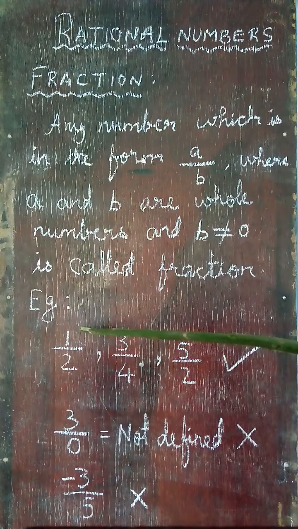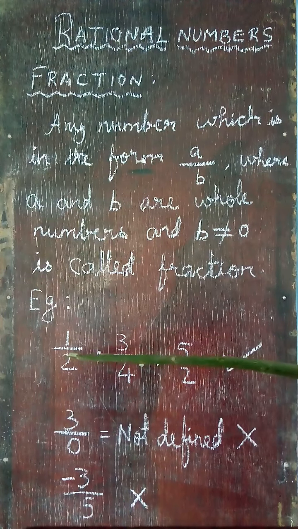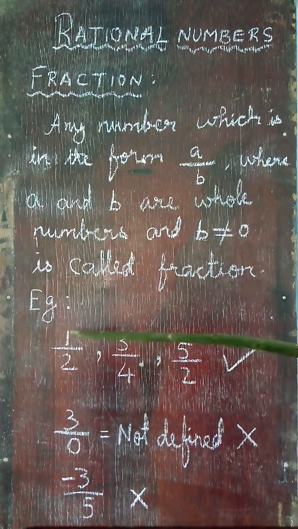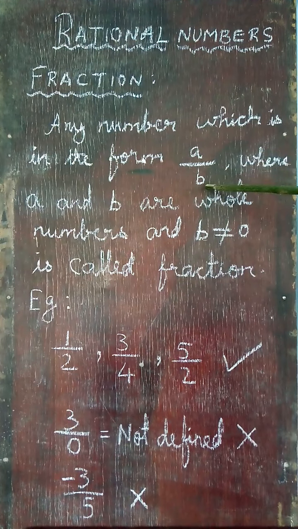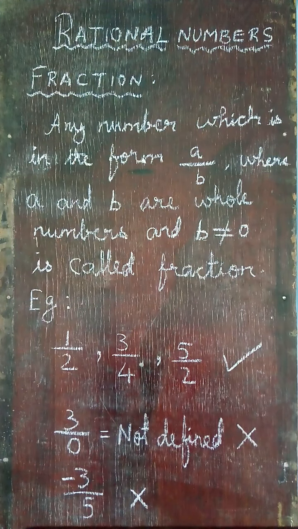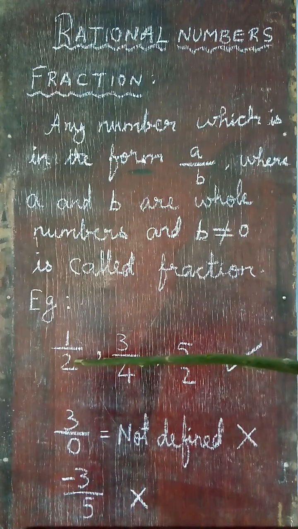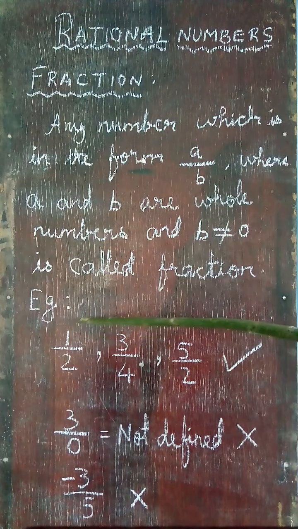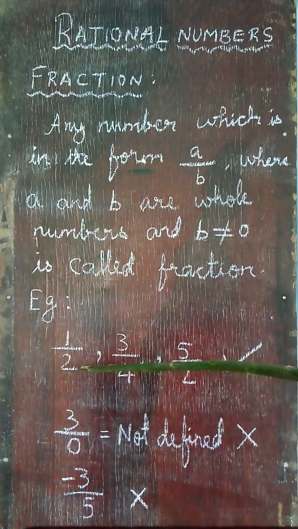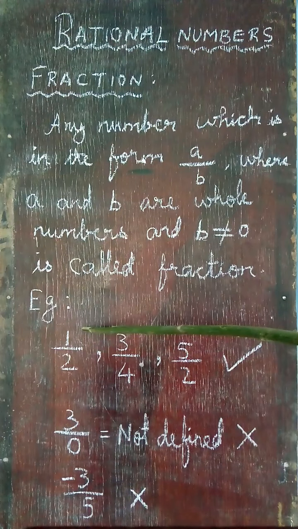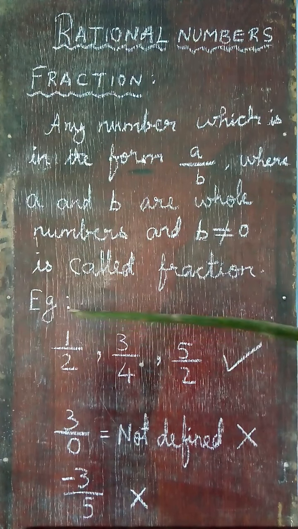I have given some examples. 1 by 2. This 1 by 2, what form is it in? It is in the form a by b. a is the numerator, b is the denominator. So the numbers in this form, we call them fractions. And another condition for a fraction is that the denominator b should not be equal to 0. Here b is 2. So it is in the form a by b, and such numbers we call fractions. 1 by 2 is a fraction.